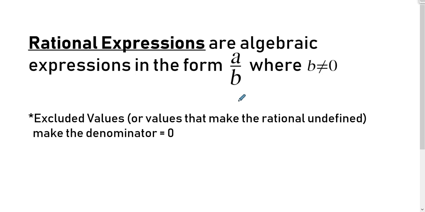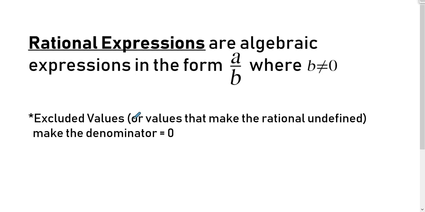So before we really get started, we kind of need to know what we're talking about, right? So we are going to be discussing what are called rational expressions. And rational expressions are algebraic expressions, meaning they're going to have variables in them, in the form a over b, where b does not equal 0. Okay? So how come b can't equal 0? Well, you'd be dividing by 0. And are you allowed to divide by 0 mathematically? Not so much. So we call those excluded values.